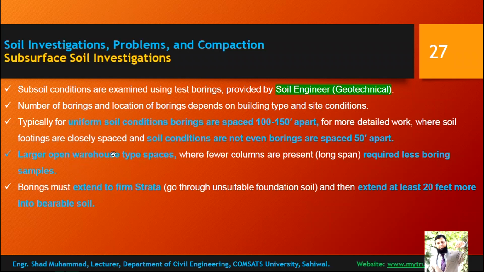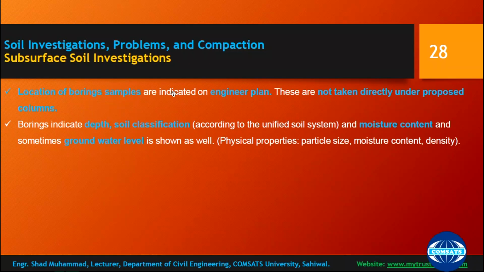So these are the recommendations: why they are required, what the spacing requirements are, and how deep you should be boring. The location of the boring samples is indicated on the engineer's plan. There are site plans on which the boring locations are indicated, and these are not taken directly under proposed columns. So boring samples need not be taken under proposed columns.